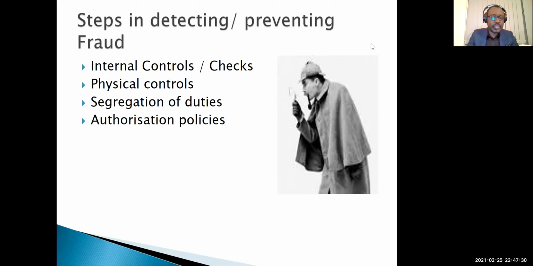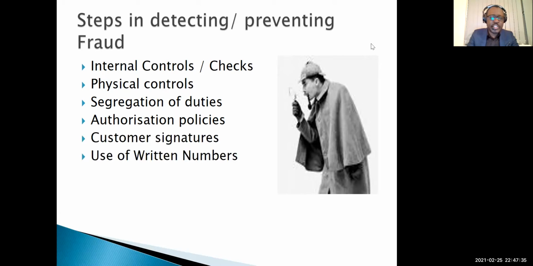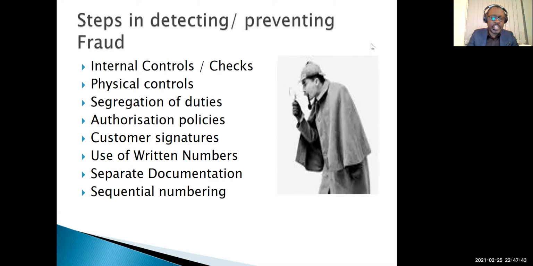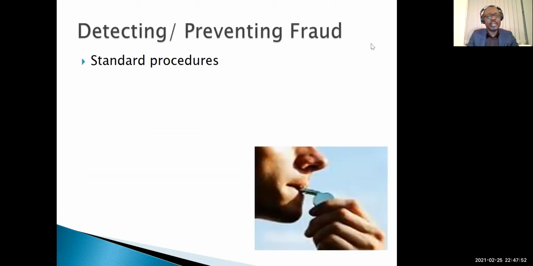So authorization: customers should sign for their invoices and sign on their debit notes. We should use written numbers, okay? Separate documentation, don't clump them together. Sequentially pre-number invoices and receipts for tracking and monitoring. And let's date our documentation appropriately. Once again, there should be standard procedures. Take holidays. Employees should be asked to go on holidays, whether they like it or not.